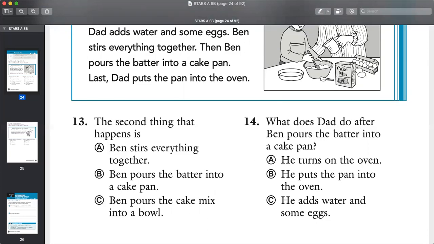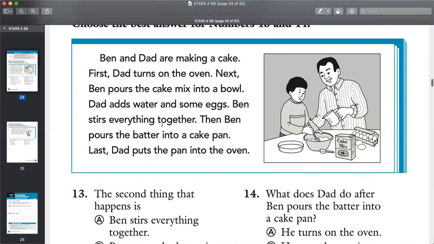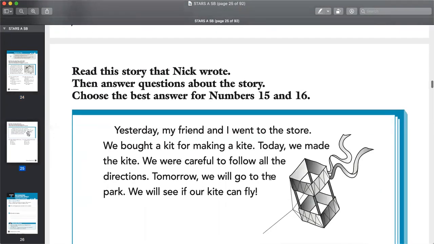What does Dad do after Ben pours the batter into a cake pan? Let's see. Ben stirs everything together. Then Ben pours the batter into a cake pan. So what happens afterwards? Dad puts the pan into the oven. He puts the pan into the oven. B. So simple.